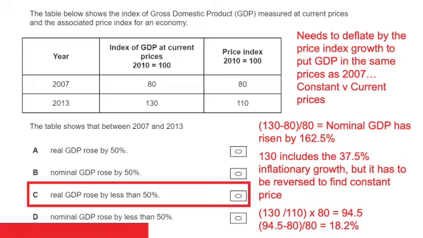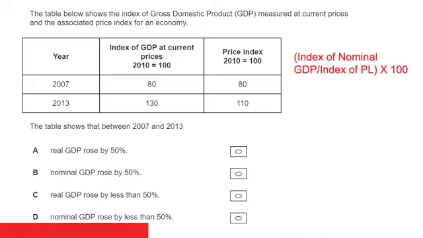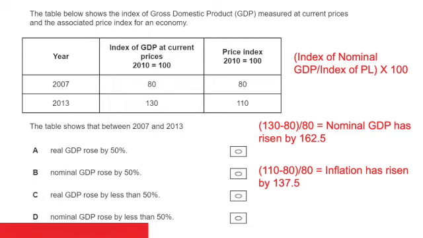Now the other way of doing this is the following. What we can do is use this formula, where it's the index of nominal GDP divided by the index of price level times by 100. So again, we've worked out our nominal GDP and it's risen by 62.5%, so that's the index number of 162.5. So that's part of the formula, but we also have to do our price level. So if we do our 110 minus 80 divided by 80, then we'll see that inflation has risen by 37.5%, because the index is going to be 137.5.